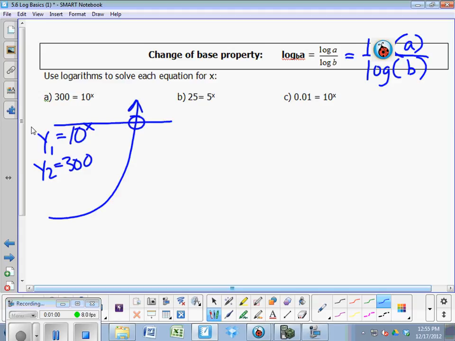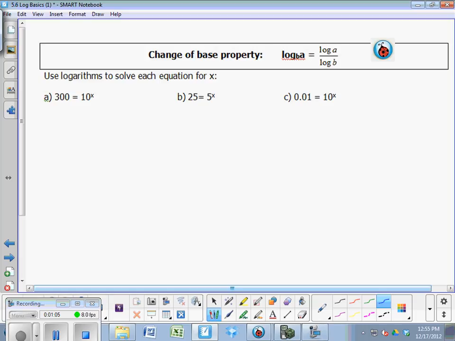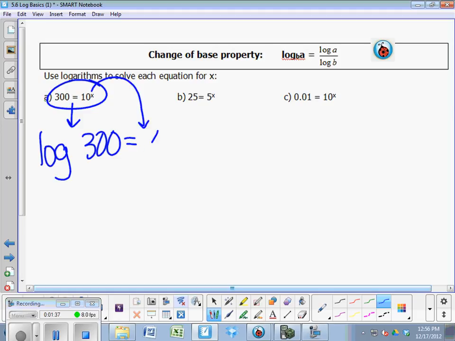Now, the other two methods of solving an equation like this for the exponent both use logarithms. One incorporates rewriting this as a log and then just solving on the calculator. The other involves logging both sides and then using another property of logs to get to the answer. So method one will be log. What's the base in this problem? 10, do I have to write it? Of 300, the exponent is the answer.